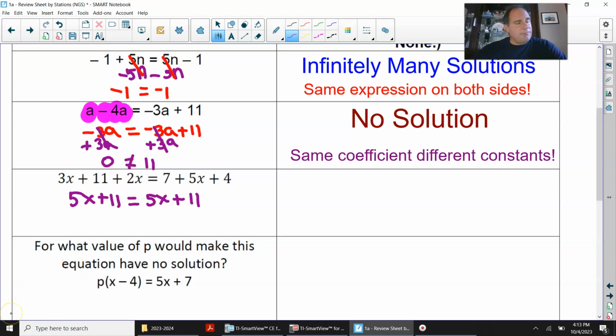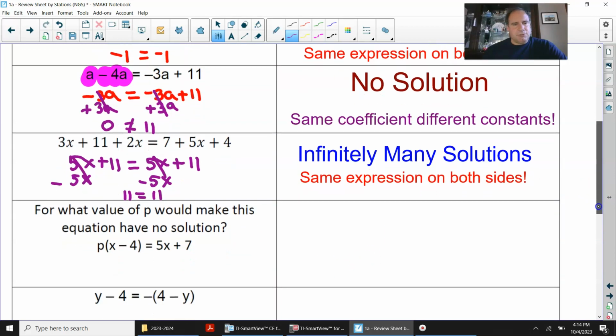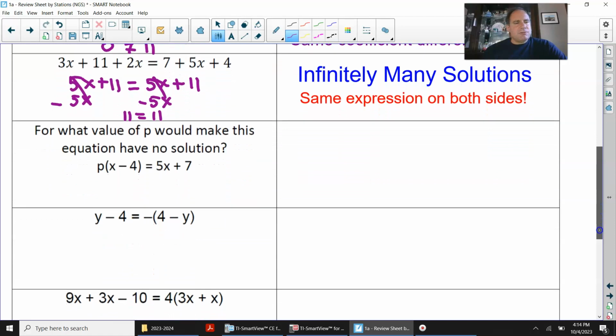You could stop right there if you wanted to. You could subtract 5x on both sides if you wanted to, and you get 11 equals 11. Either way, it is infinitely many solutions. It's the same expression on both sides. You subtract 5x on both sides, 11 equals 11. Same expression on both sides, infinitely many solutions. A lot of people have trouble with this one.